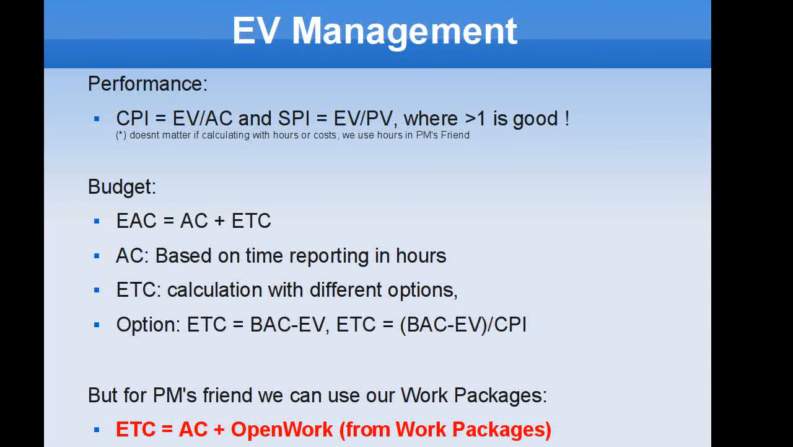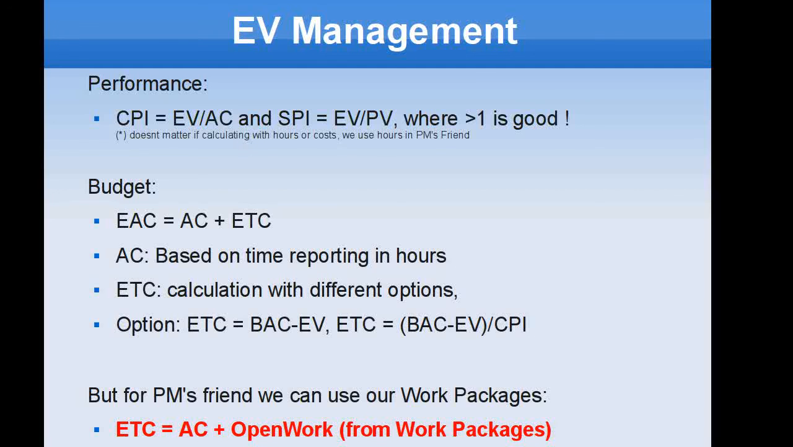For PM's friend, the work is much easier because we can calculate estimation at completion as actual cost plus the open work, the remaining work that needs to be done. We can derive this very easily in PM's friend because we have defined the work packages in the baseline, and with each estimation we get a status report from the team members on what work packages have been done, so we know what work packages need to be done. So I believe this way to calculate the estimation to completion is the most reliable and simple way to do.